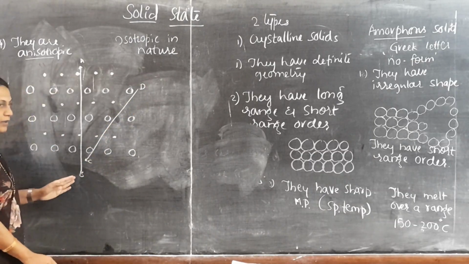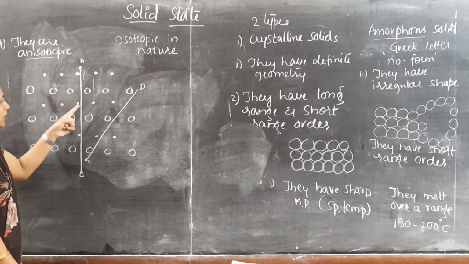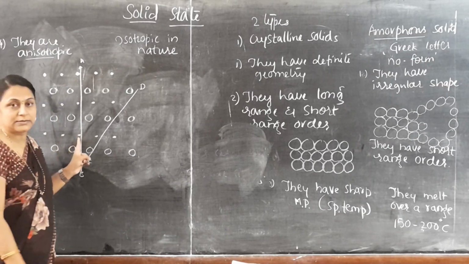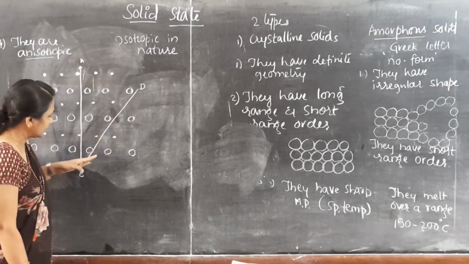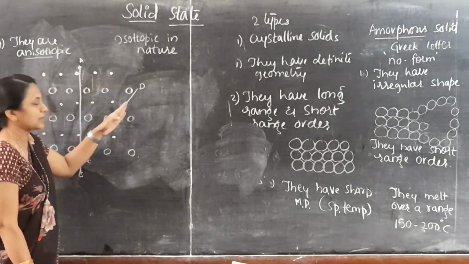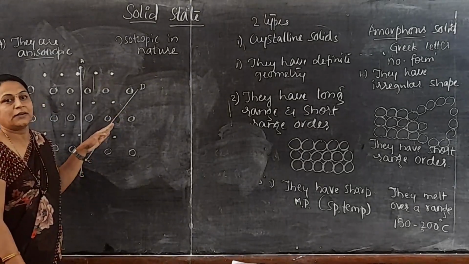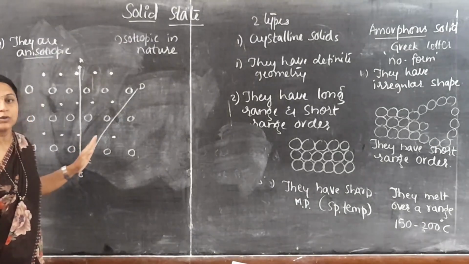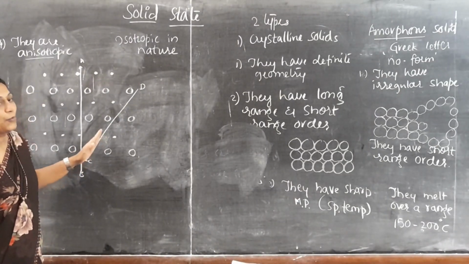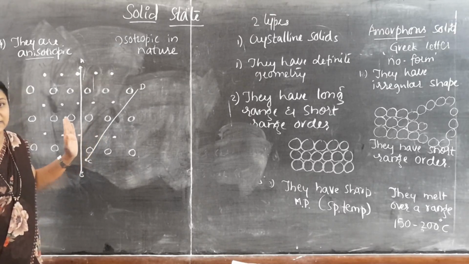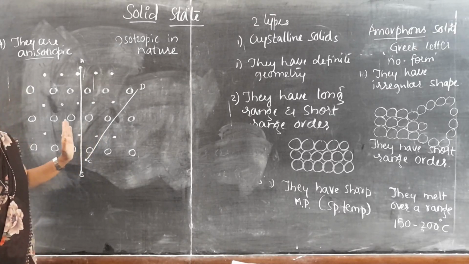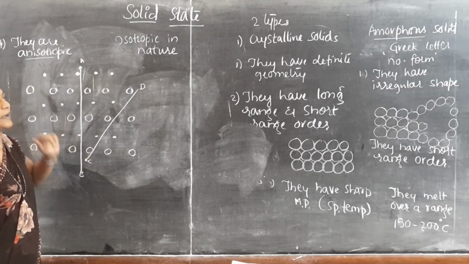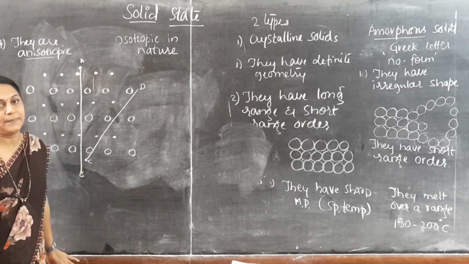Consider this AB, we will find only one type of points or one type of particles. And if you consider this CD along this direction, we get different particles. That means the number of particles are also different and the type of particles are also different. That's why we will get different values for some physical properties like refractive index or conductivity, etc.